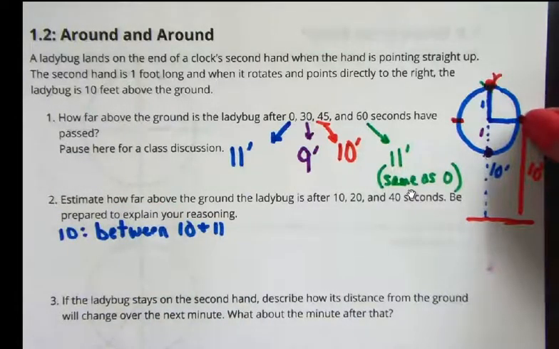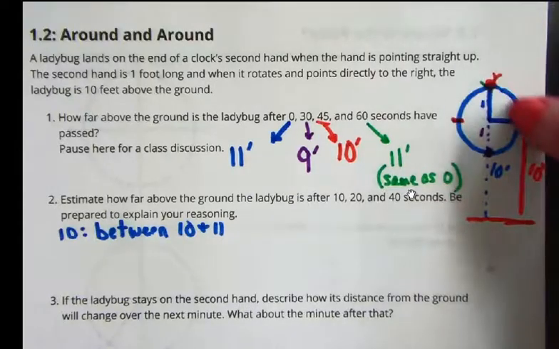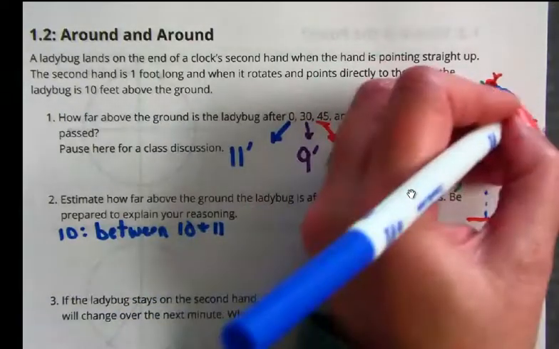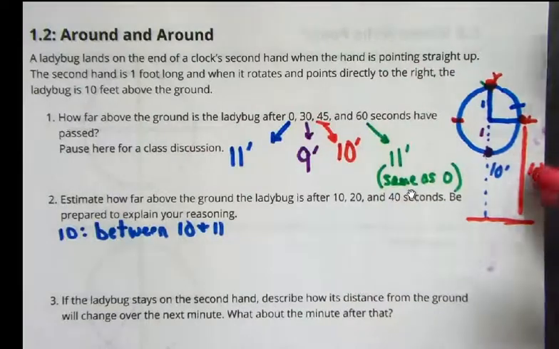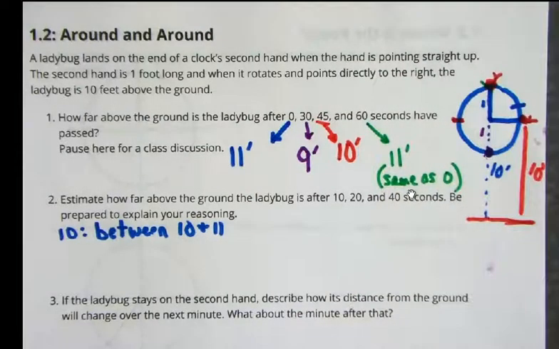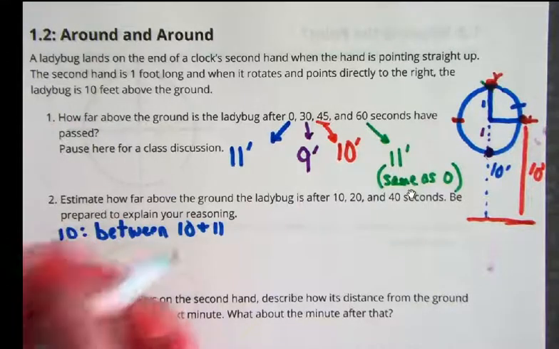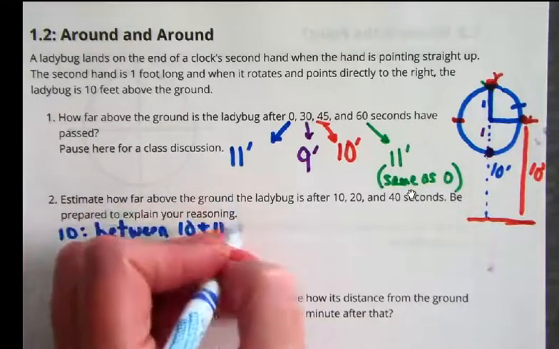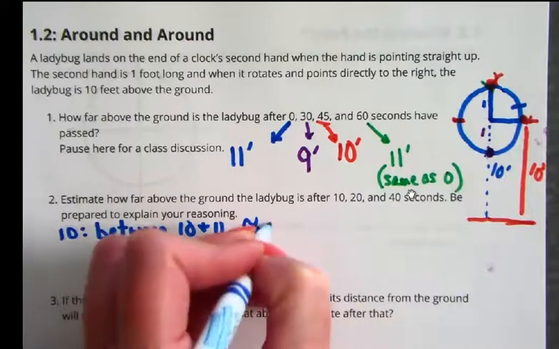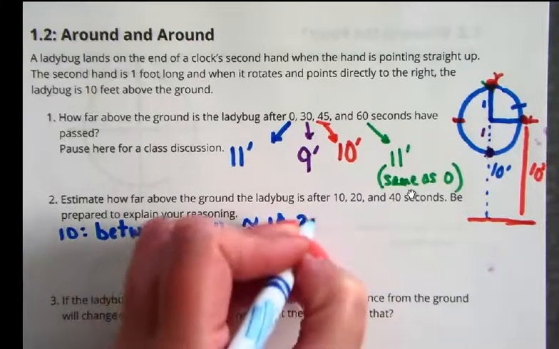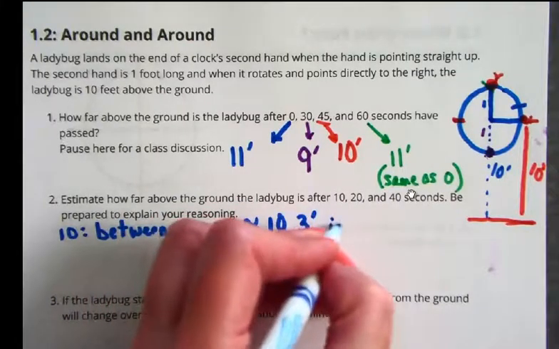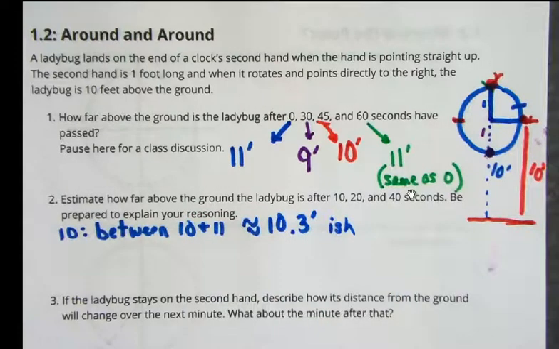Feet off the ground. And because we're looking at 10 seconds, 10 seconds would be right about here. That is closer to 10 than it is to 11. Right, it's not right smack dab in the middle there. So we might be thinking that maybe it's like 10.3-ish feet or something. So it's kind of a nice estimate.